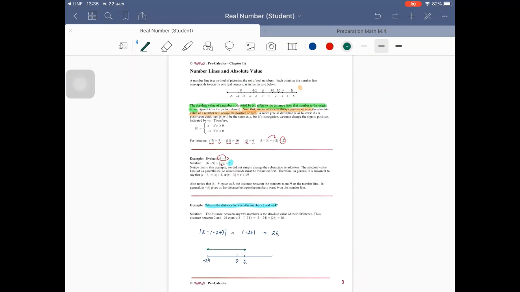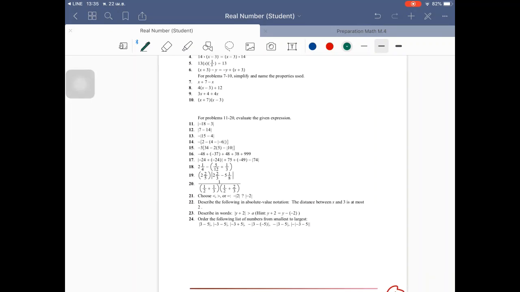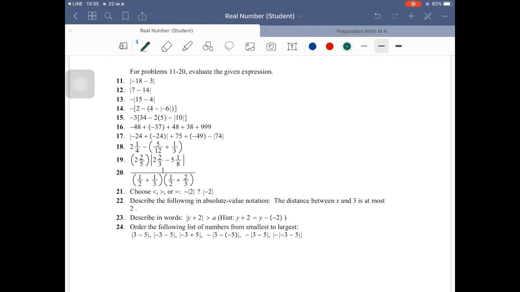Okay, that's it. Let's see some exercise of this topic here. The question 11 to 24, but try to do only some. Try to do question 11, question 13, question 15, and 17, 19. Just 5 questions, okay? I give you 5 minutes. Try to do these 5 questions within 5 minutes. Let's go.